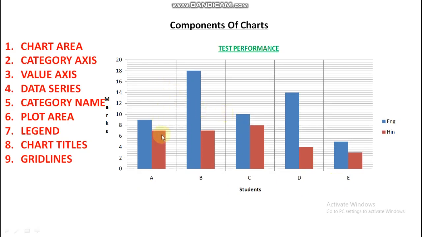Plot area. The actual area covered by the chart diagram is called plot area. You can see on the borders where the mouse pointer is moving, that is the plot area.